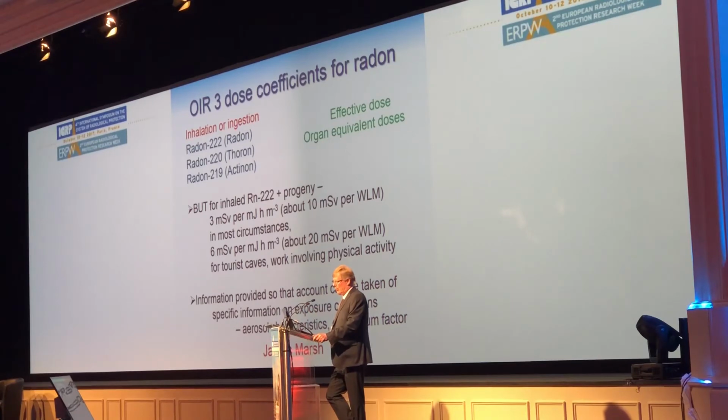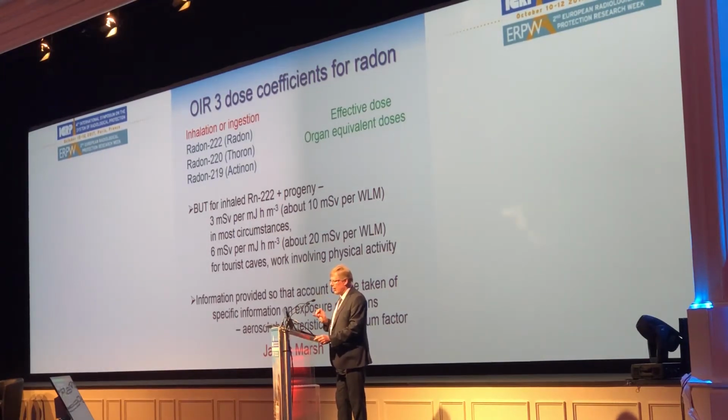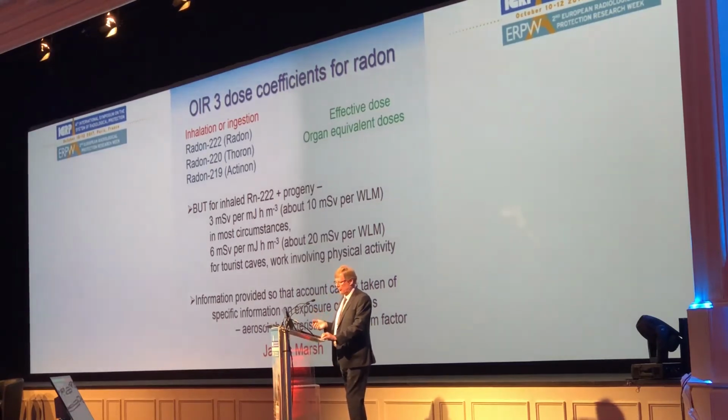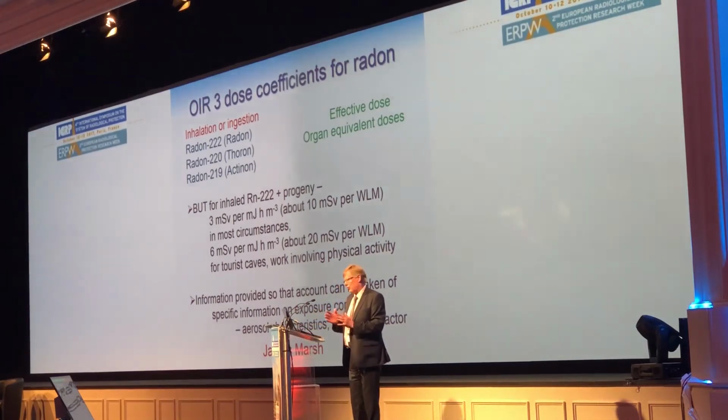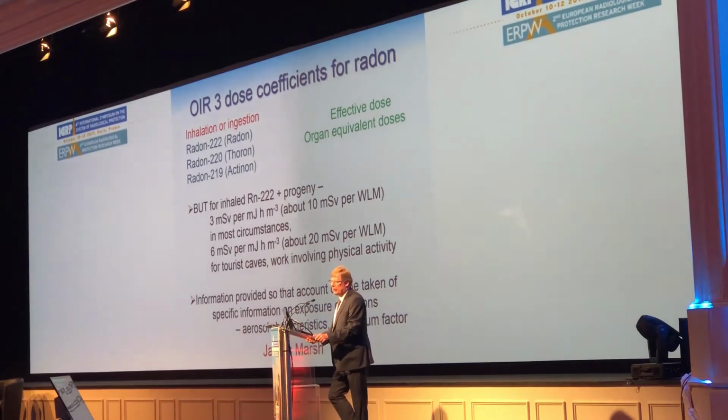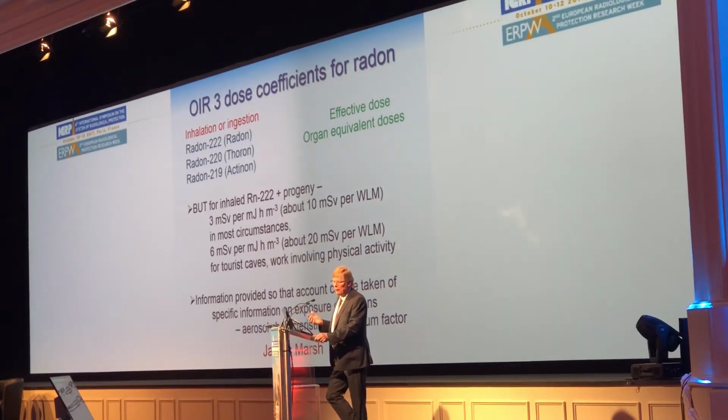So an overall recommendation of a value of 3 millisieverts per millijoule hour per meter cubed, around 10 millisieverts per working level month, for the majority of circumstances. And then a secondary value of twice that, 6 millisieverts per millijoule hour per meter cubed, for particular circumstances, including tourist caves, and that's a recognition that the aerosol characteristics in tourist caves can be quite different, with a smaller aerosol component, which can then lead to greater dose per unit intake, and also for occupations involving substantial physical activity where the breathing rates will be higher.